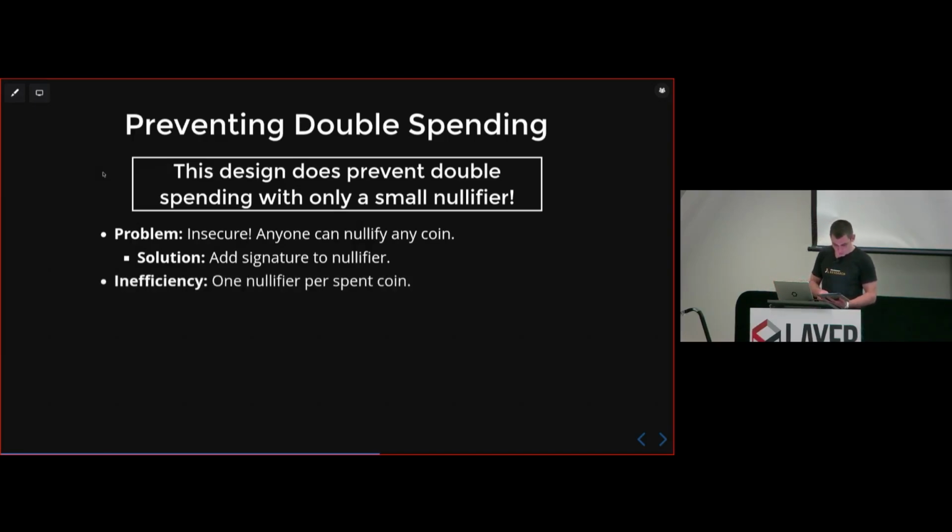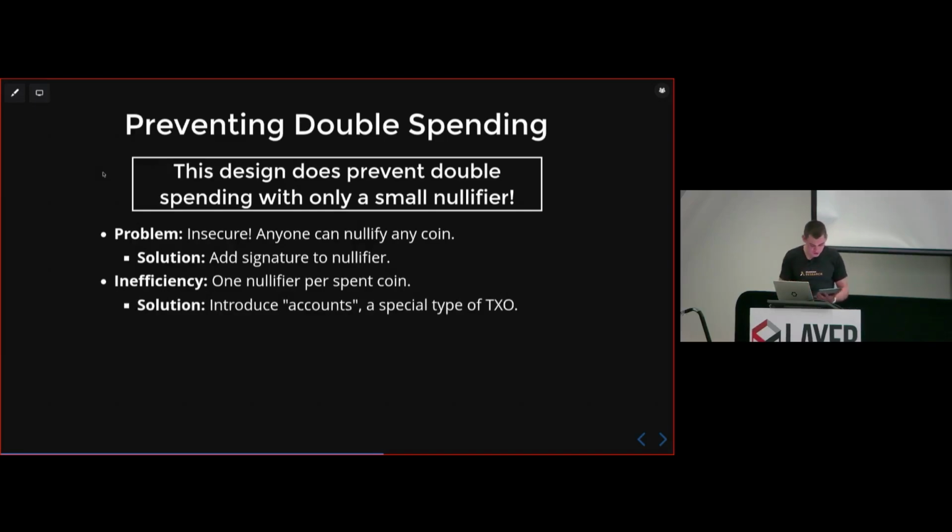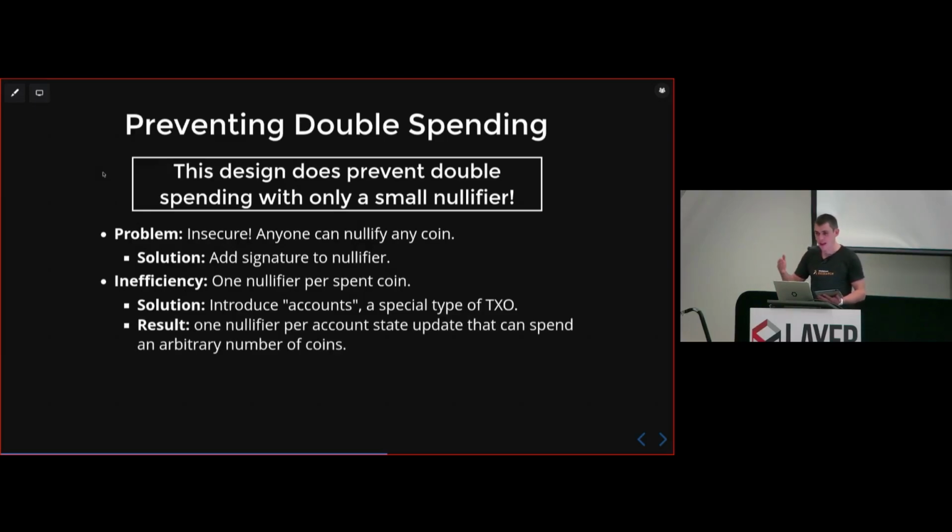Another problem of our design so far is that we have to post one nullifier per coin that is spent, instead of one nullifier per transaction. So our solution is to introduce accounts, which are a special type of transaction outputs. So we have two types of transaction outputs, coins and account states. And having accounts allows us to nullify an account state instead of a coin. So we only need to post one nullifier per account state update, which can then spend an arbitrary number of coins.